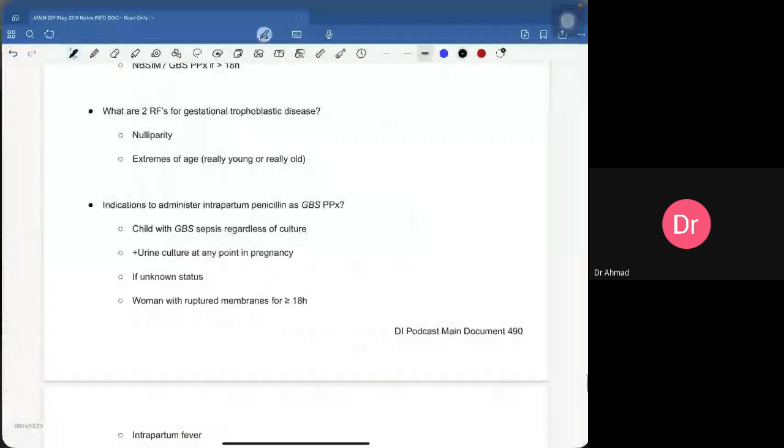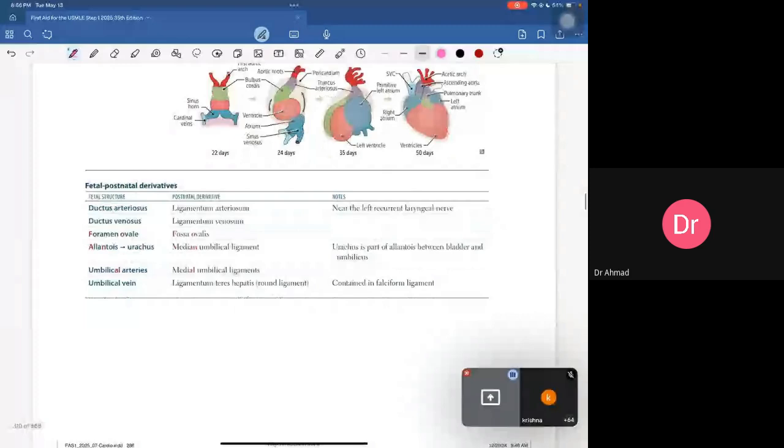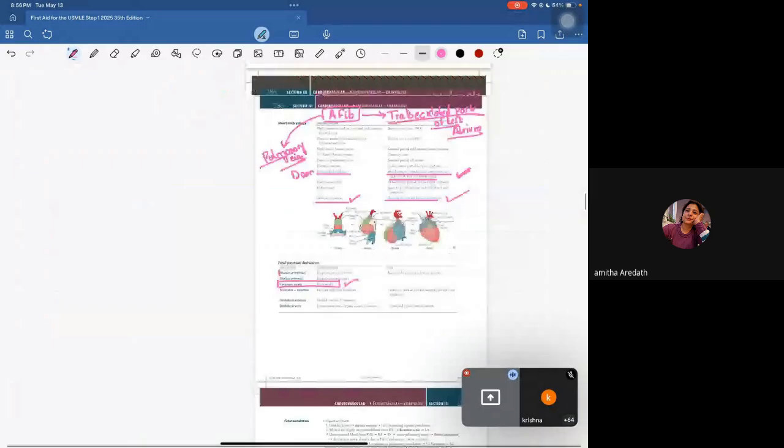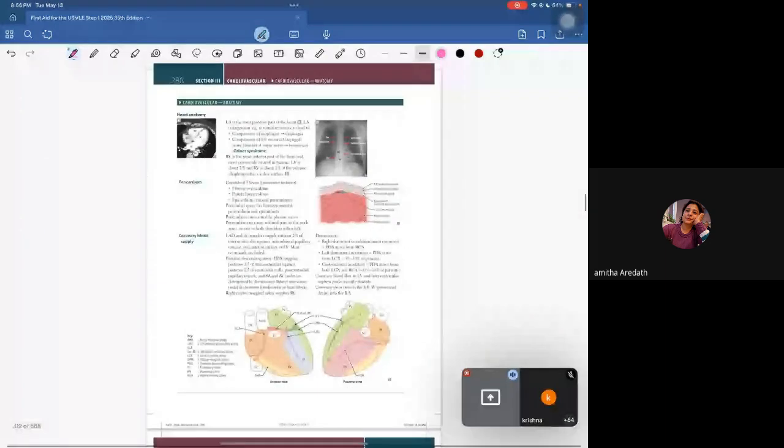Now, again, let's go in. These are some fetal postnatal derivatives, and there is nothing of such important concept here. The main thing is that you want to remember these. We'll go into the foramen ovale. First of all, foramen ovale will become fossa ovalis. And ductus arteriosus. Let's first do the anatomy, and after that we'll move on to the fetal circulation, because fetal circulation is important.